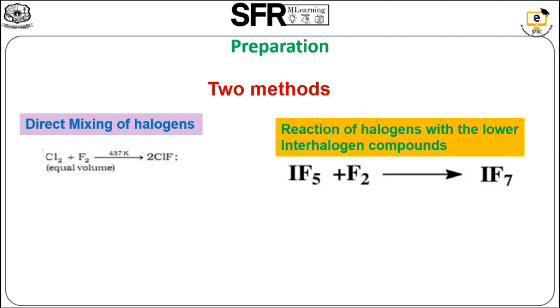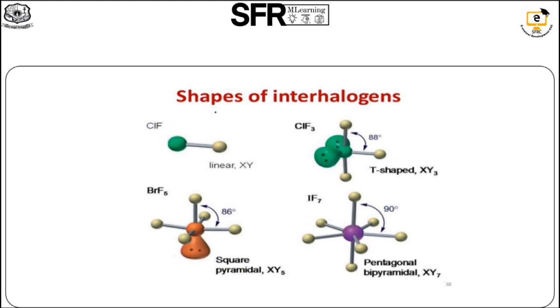So how do we prepare this compound? IF5, that is iodine pentafluoride, is combined with a fluorine molecule to form the IF7 molecule. This is one method of preparing the higher-number interhalogen compounds. After preparing them, we study the properties, which we already covered in the previous slides: boiling point, density and solubility. These have all already been discussed.